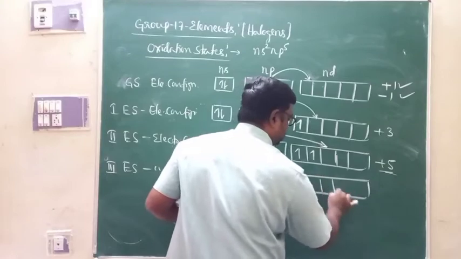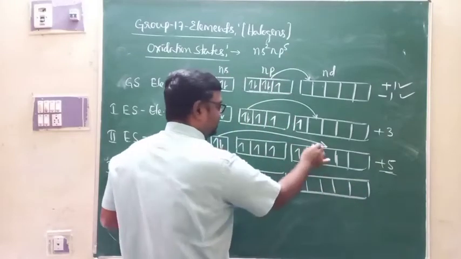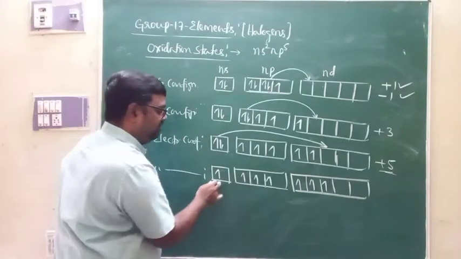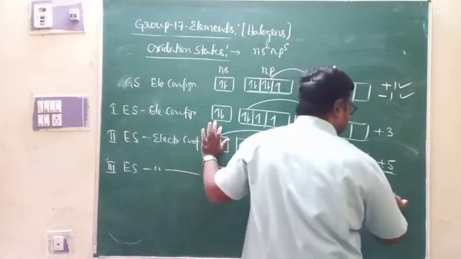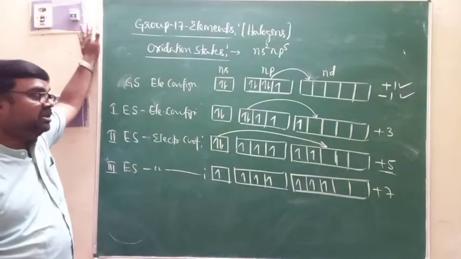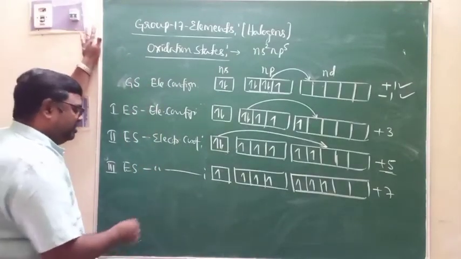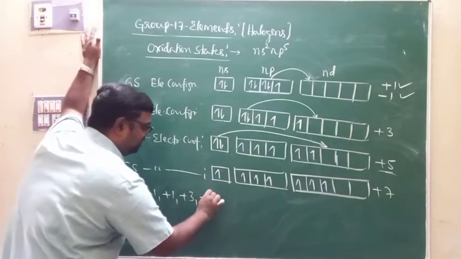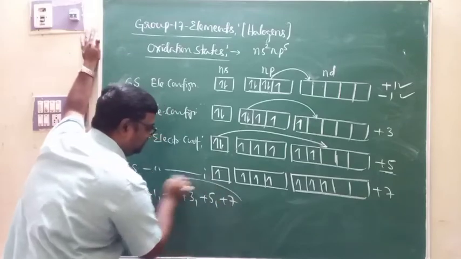Look at that. Okay? What happened now? It is 3 unpaired electrons in D, 3 in P, and 1 in S. Totally 7 electrons, and that accounts for +7 oxidation state. So the possible oxidation states in group 17 will be -1, +1, +3, +5, and of course +7.